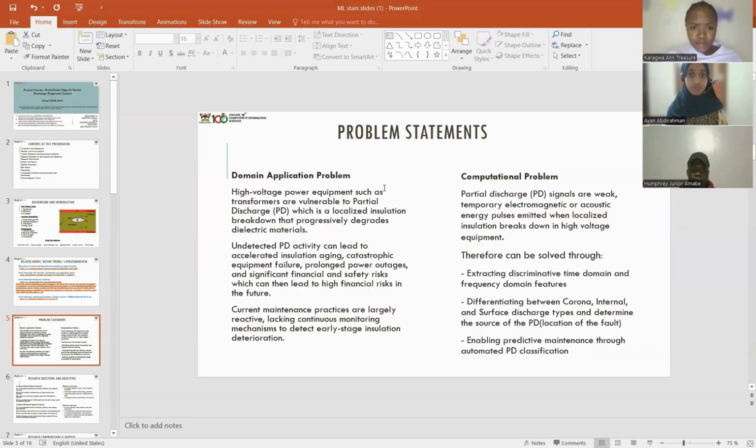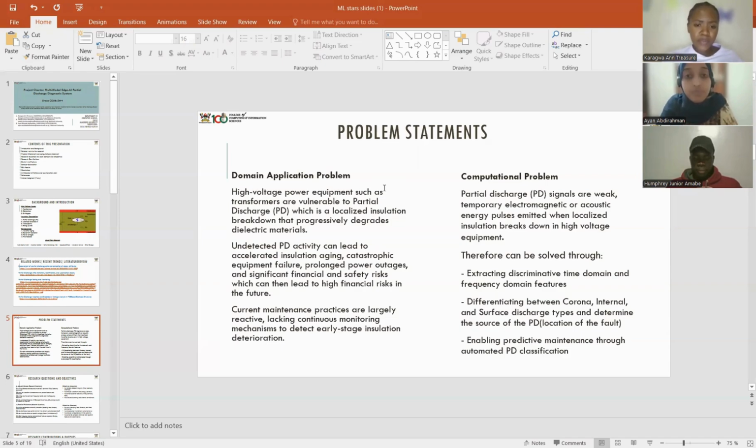The current problem we face is that partial discharge is an electrical spark that can lead to degradation of the insulation in high voltage equipment. This degradation of insulation can lead to electrical sparks that lead to equipment failure, power outages, and even fires and safety issues.